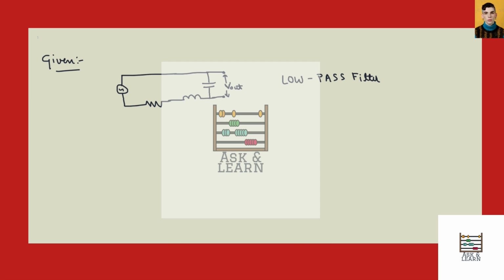Although these components are in series here, we are taking the output across the capacitor. So we have capacitance C, this is inductance L, and this is resistance R.